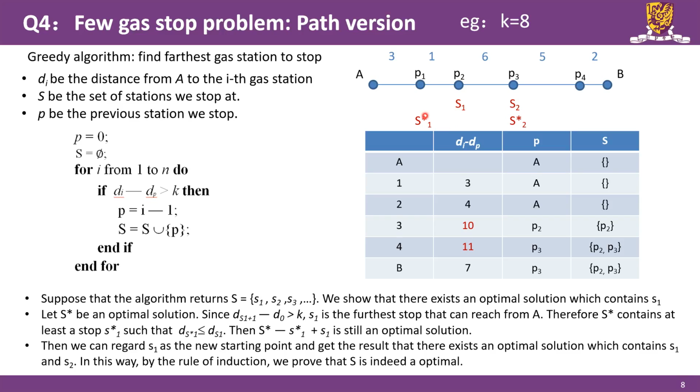Once we have changed this S1 star to S1, then we can view this S1 as the starting point of the later gas stops of the later route. And by the rule of induction, we have proved that what the algorithm returns is also an optimal solution. And you can also check the homework solution for further details.